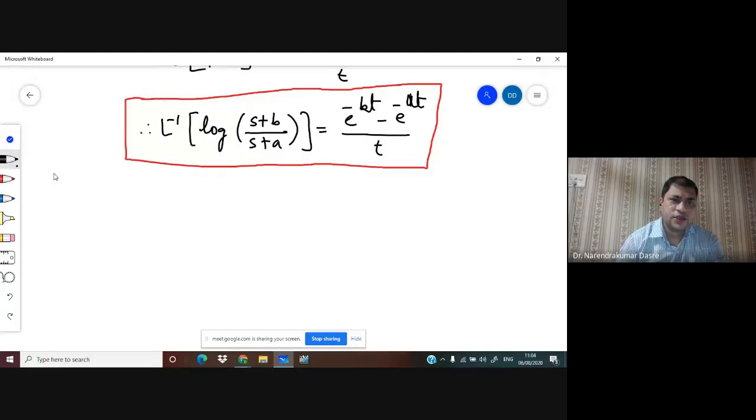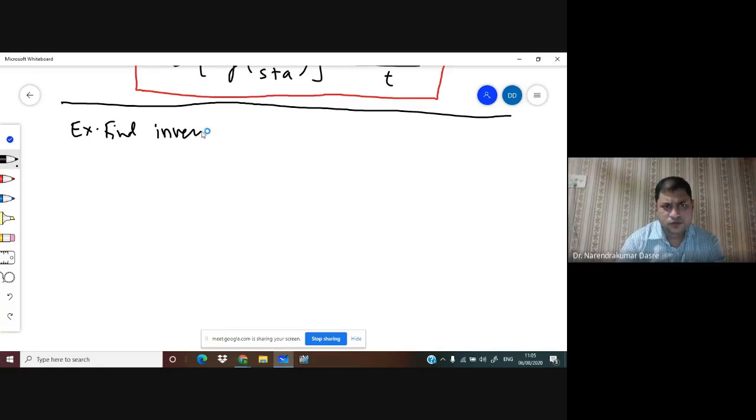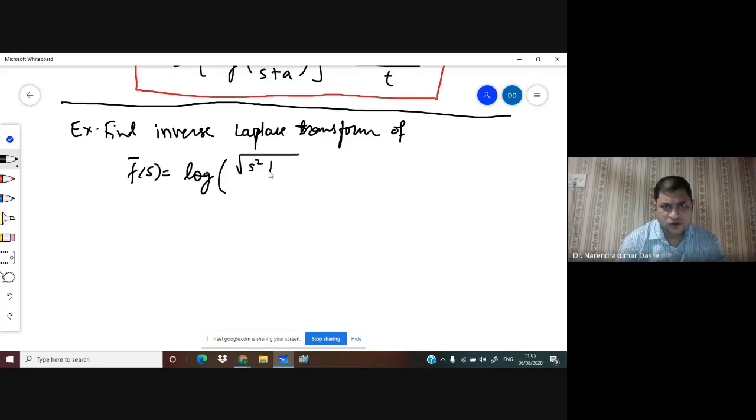Okay, so let us see another example. Now we have to find the inverse Laplace transform of f bar of s is equal to log of root of s square plus a square upon s. So that's what we have. So we go with the solution.